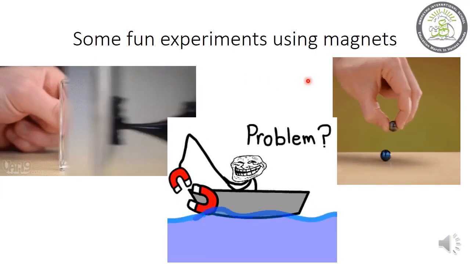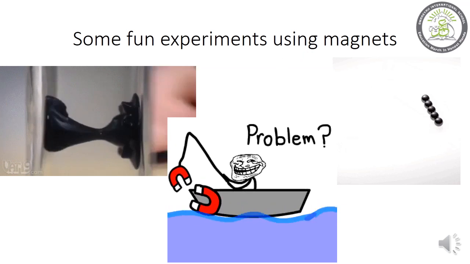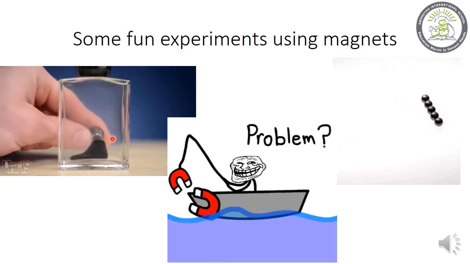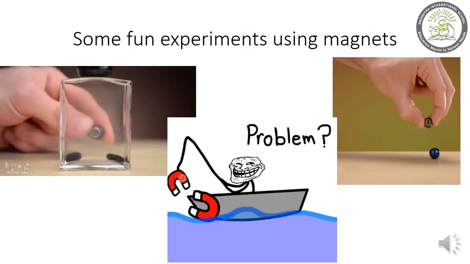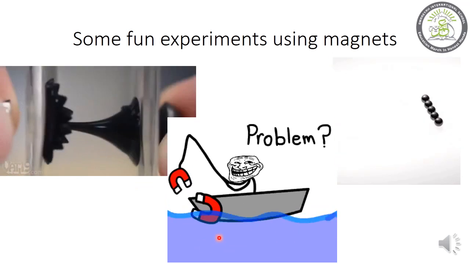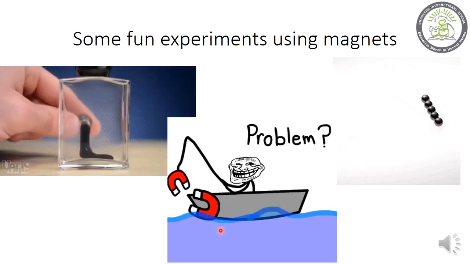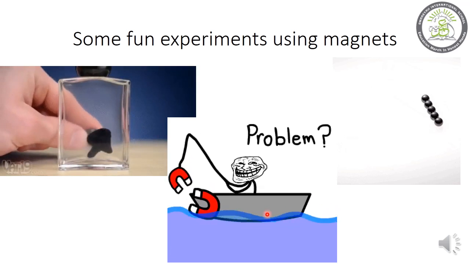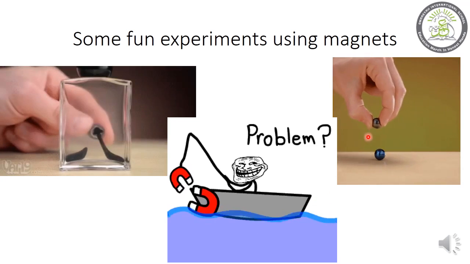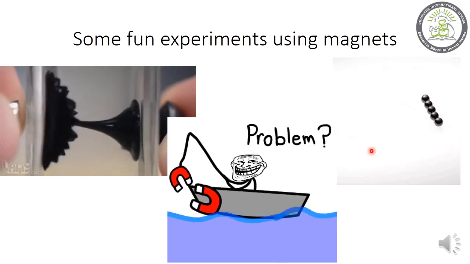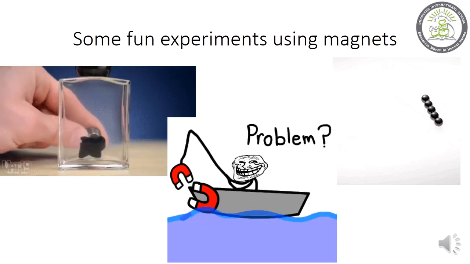Some fun experiments using magnets. So this unit, I think it is so interesting because there's lots of magnets here. This liquid's full of iron filings. Look at this guy here. He's trying to solve his problem without a motor. So do you think it's a solution or not? So please send me a comment about that. And look at these two balls, they are attracted, and these 5 balls also.